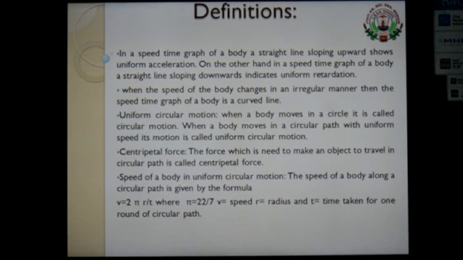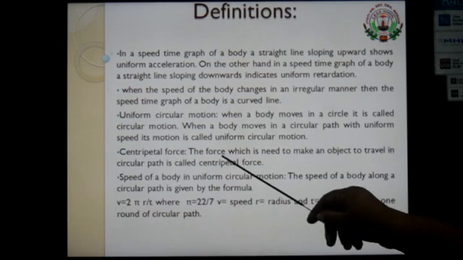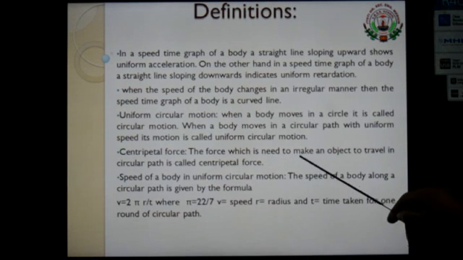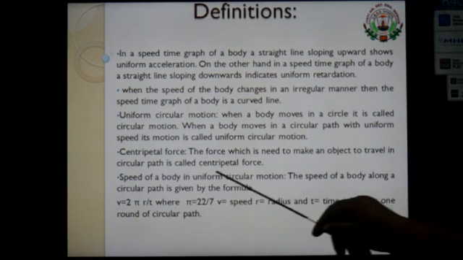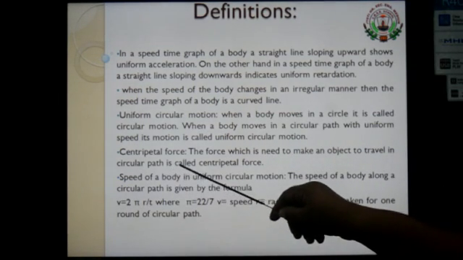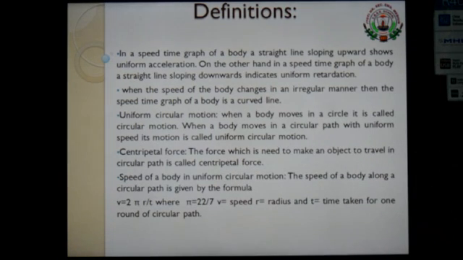So what is the definition of centripetal force? The force which is needed to make an object travel in a circular path is called centripetal force.